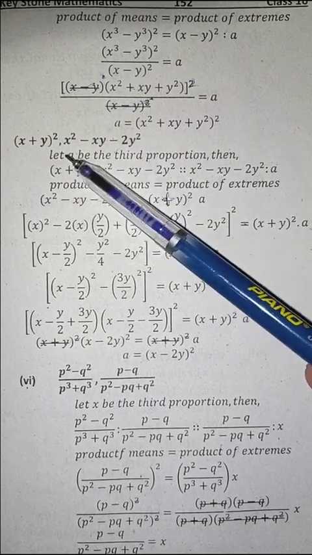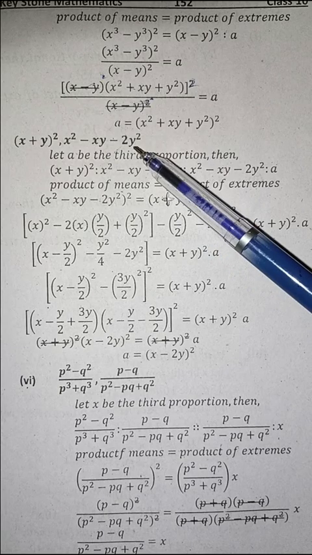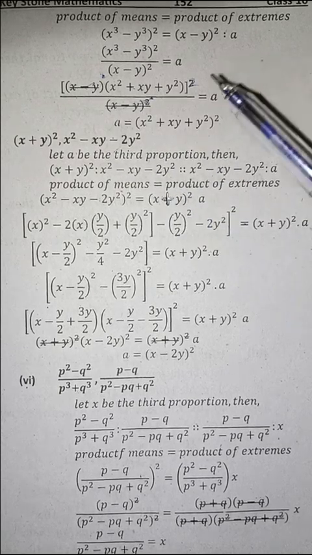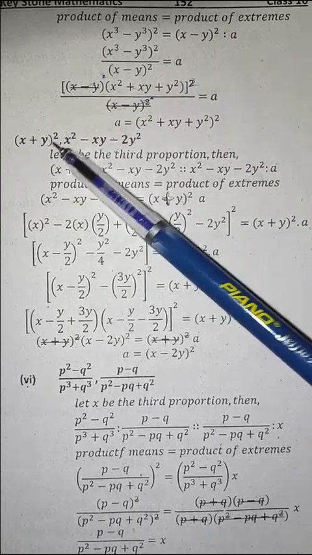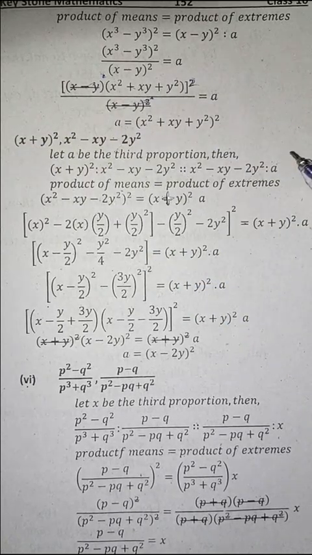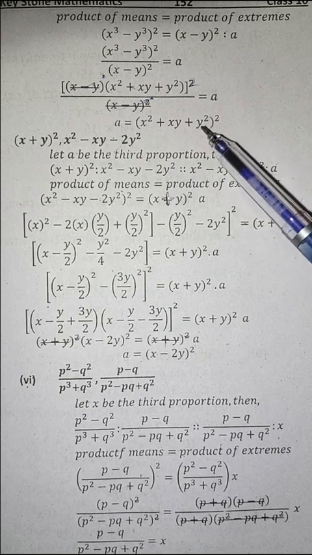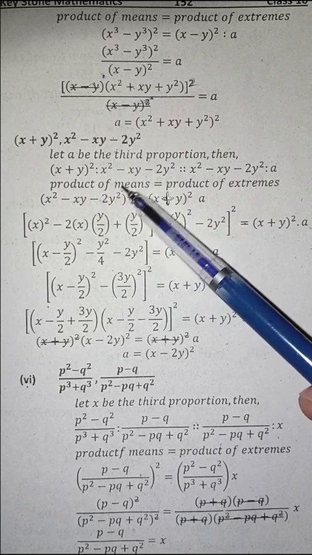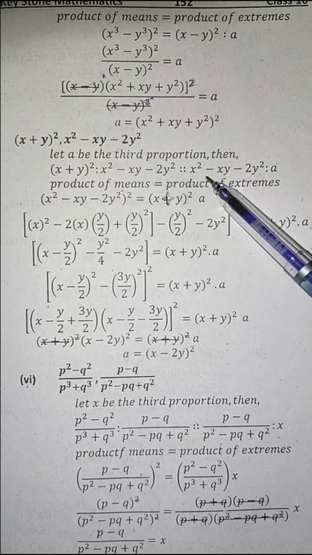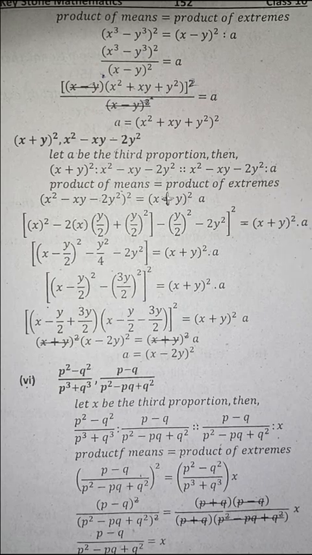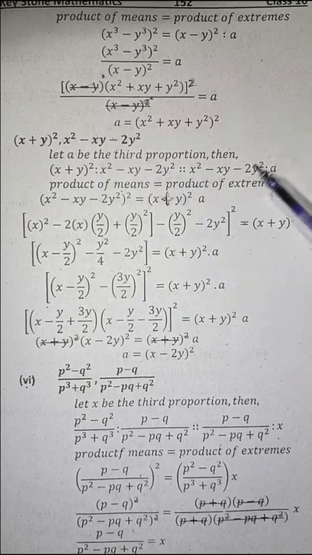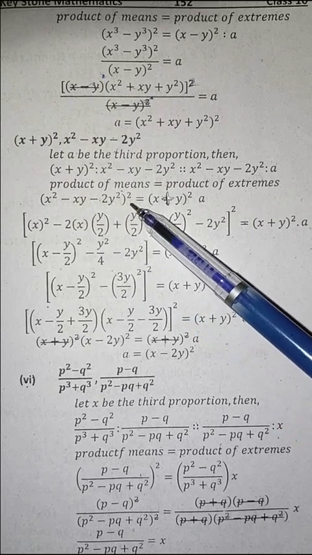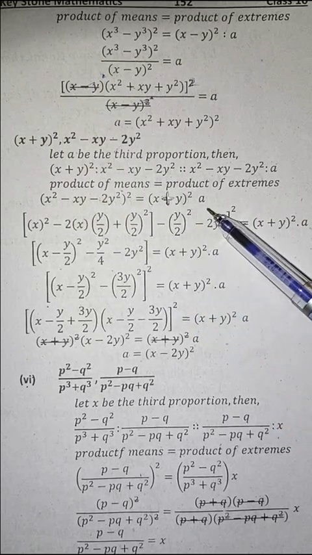Part 5 is x plus y whole square and x square minus xy minus 2y square. Let a be the third proportion because x and y variables are given in the question. So we assume a different variable like a. So x plus y whole square ratio x square minus xy minus 2y whole square proportion x square minus xy minus 2y square ratio a. Again, product of means is equal to product of extremes. We are left with x square minus xy minus 2y square का whole square is equal to x plus y whole square a.